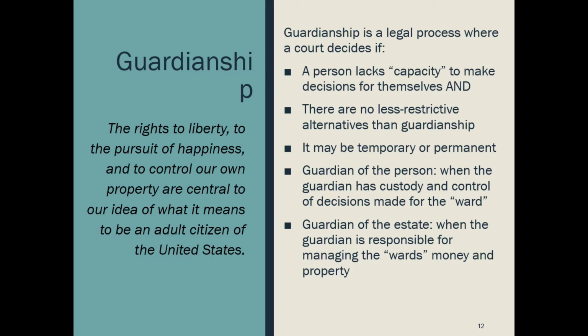Guardianship can be temporary, although we know that typically when a decision of incompetence is made, it's much harder to reverse it than to put it in place. So reversing guardianship is not something that is easy to do. And there can be guardianship of a person, of the estate, or full guardianship of everything.